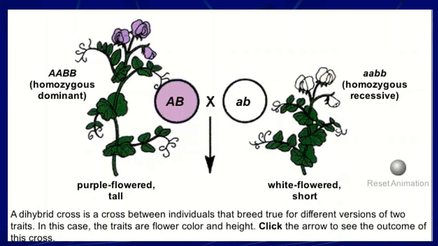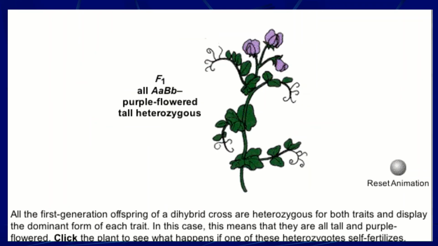Now let's take a look at this example. This is a dihybrid cross, which is a cross between individuals that breed true for different versions of two traits. In this case, the traits are flower color and height. So here, the cross will be between a purple tall flower, both dominant, and a white and short flower, both recessive for the trait. So what will be the offspring? All F1 offspring of a dihybrid cross are heterozygous for both traits and display the dominant form of each trait. In this case, this means that they are all tall and purple flowered.